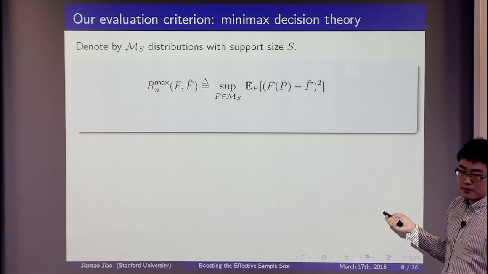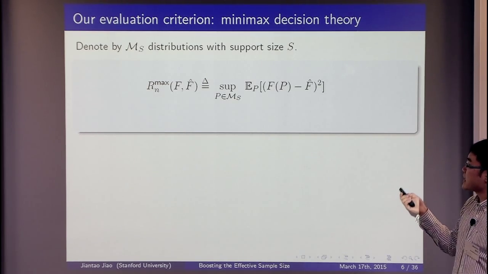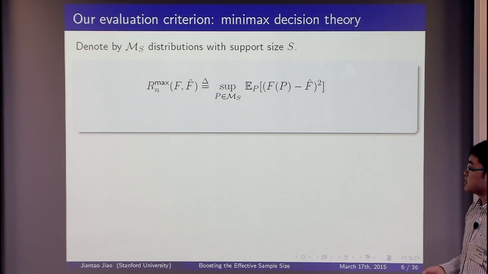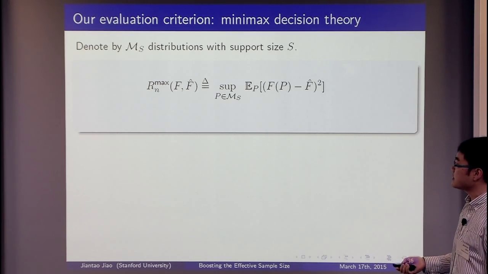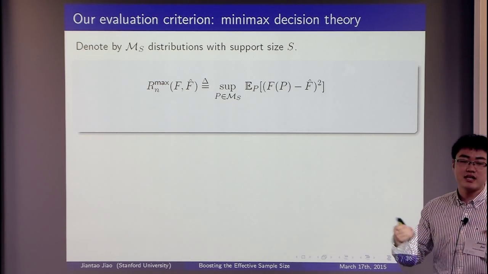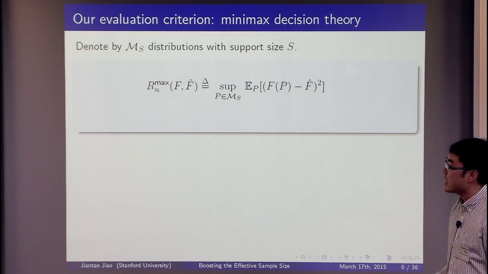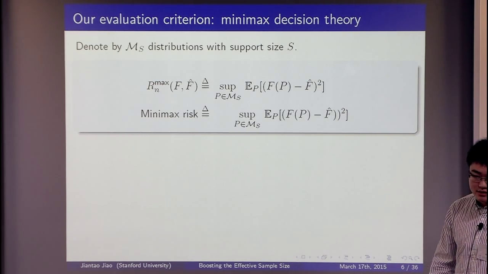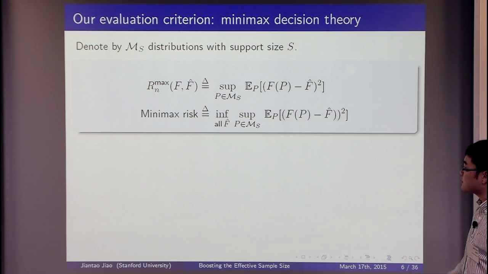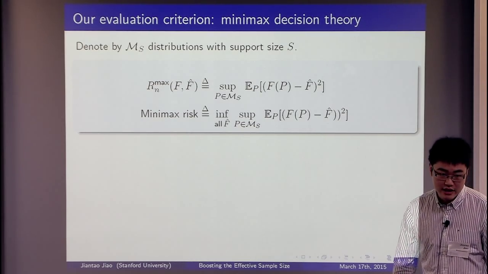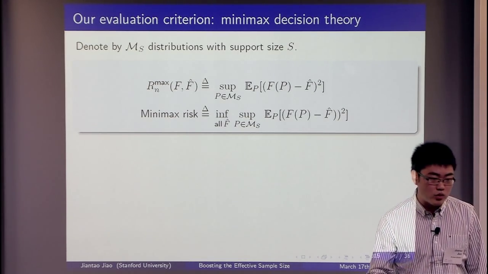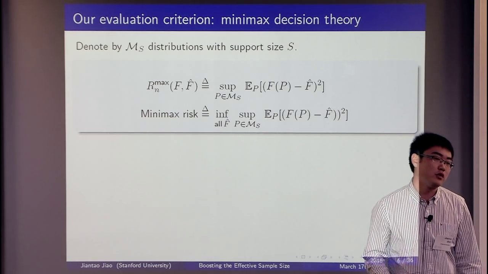We define the quantity called the maximum risk, which is the risk function maximized over all possible distributions supported on S elements. That basically quantifies the worst-case performance of my estimator. I also define the quantity called the minimax risk, which is the maximum risk infimized over all possible estimators. In other words, it quantifies the minimum possible worst-case performance I can achieve.